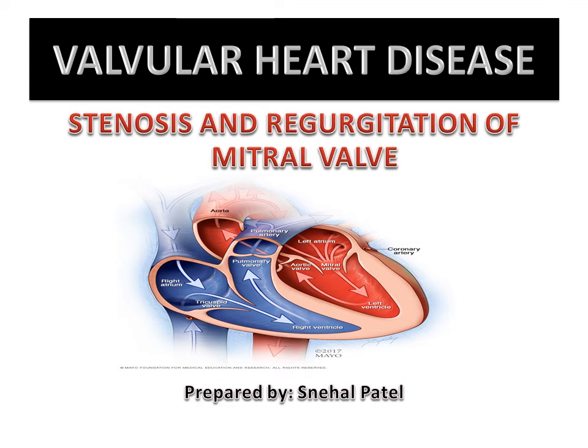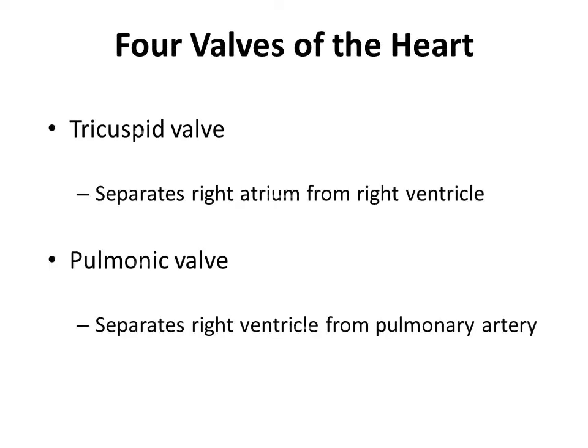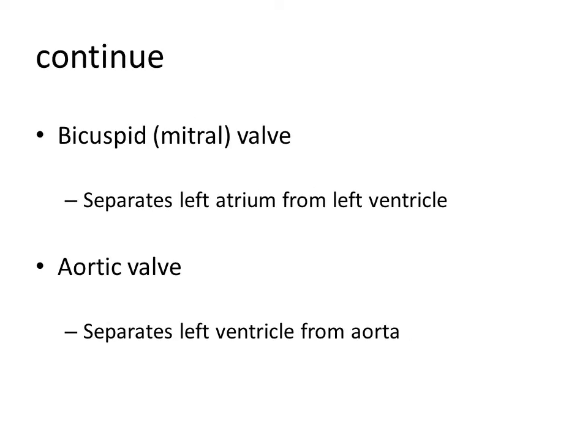Hello friends, today we start with valvular heart disease, in that stenosis and regurgitation of a mitral valve. First we will see the anatomy of the four valves of the heart. In that, the tricuspid valve separates the right atrium from the right ventricle. Then the pulmonic valve separates the right ventricle from the pulmonary artery.